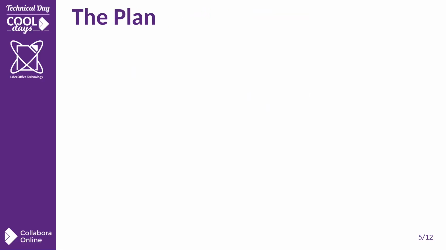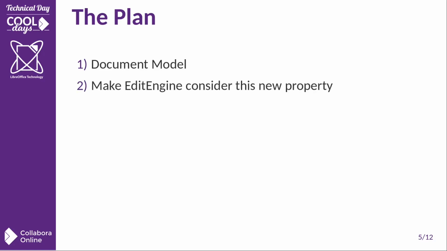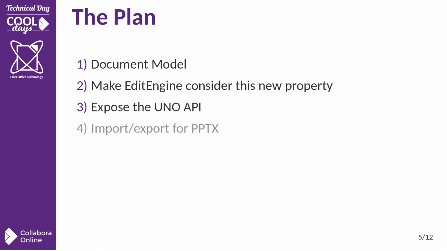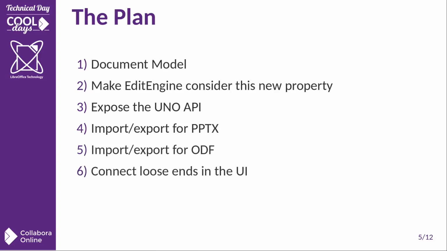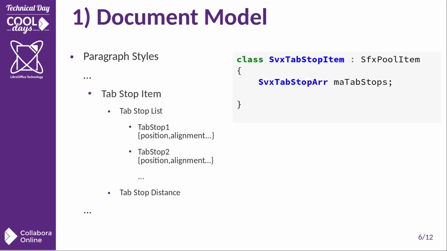After a bit of research, the plan was, first we will need to store this information in the document model. After that, we should make sure EditEngine considers this new property when laying out the text. With that in place, we should have something that is workable. So we expose the UNO API and make it importable and exportable to PPTX and ODF. Lastly, we should also make sure the existing UI elements can take the property into account. Let's elaborate on each of these steps a little bit more in depth.